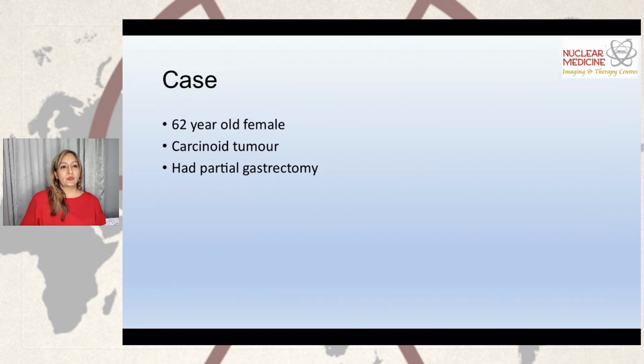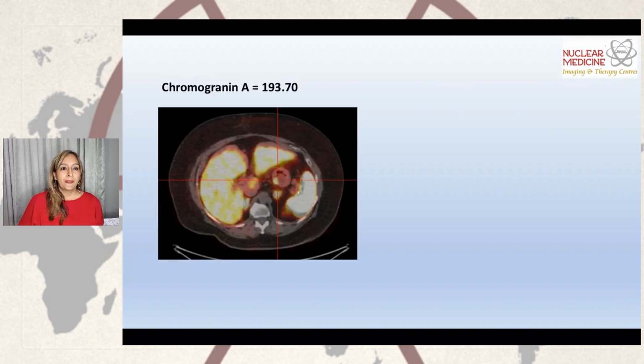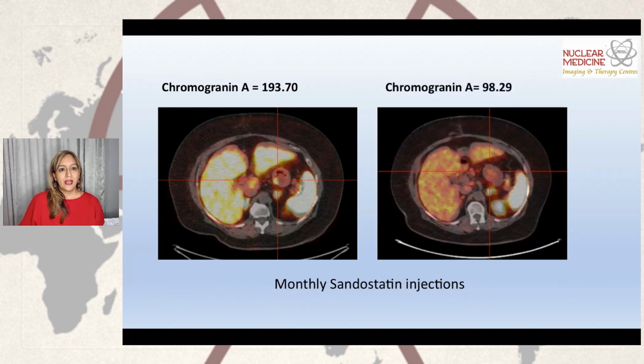The first case I want to present is a 62-year-old female with carcinoid tumor who had a partial gastrectomy. Subsequent to that, this patient had elevated chromogranin, and as you can see, there is discrete focal activity in the gastric bed. On endoscopy, this could not be visualized. So the patient went on to monthly Sandostatin, and the chromogranin reduced, and on repeat scan, you can see complete response in this lesion.